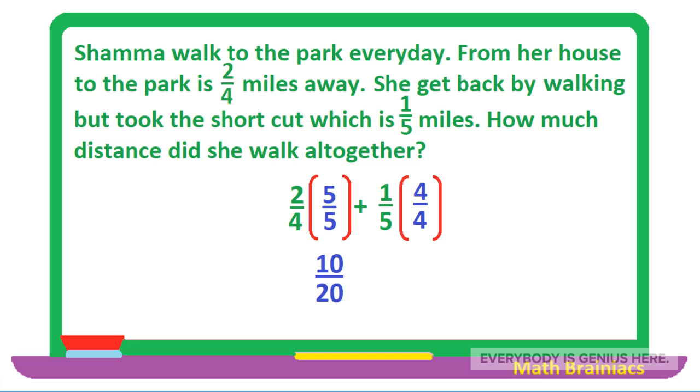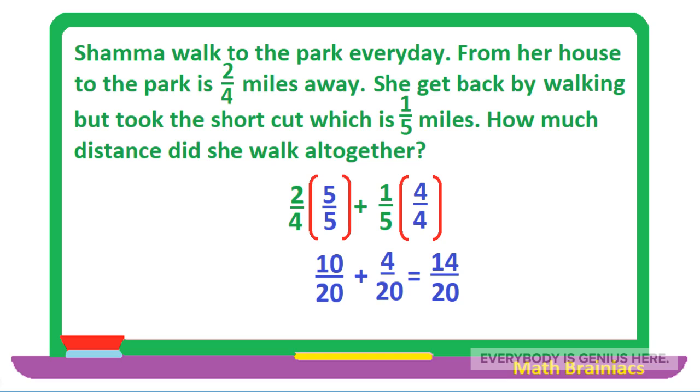Accordingly, we are going to multiply the second fraction by the denominator of the first fraction, and it will give us 1 over 5 times 4 over 4. 1 times 4 will give us 4, and 5 times 4 will give us 20. Now, we can add the fractions because they have the same denominator.